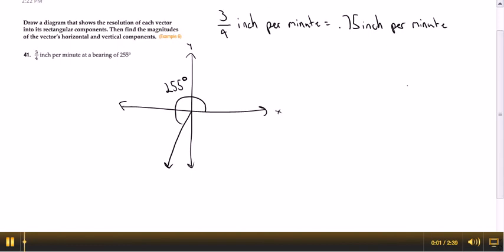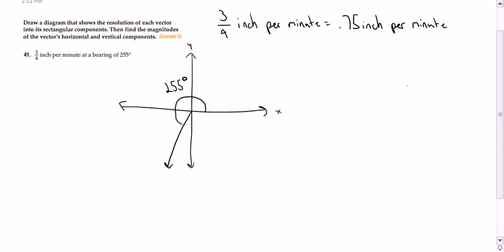Okay, so this question is asking us to draw a diagram that shows the resolution of each vector into its rectangular components, and then to find the magnitude of the vector's horizontal and vertical components. So this specific question, 41, is basically just asking us what are the horizontal and vertical components of 3/4 inch per minute at a bearing of 255 degrees.